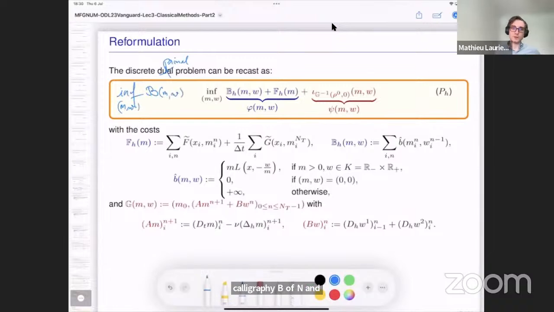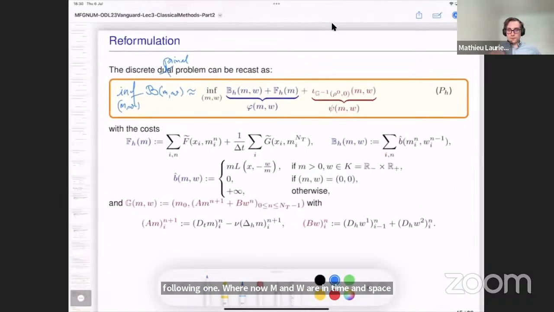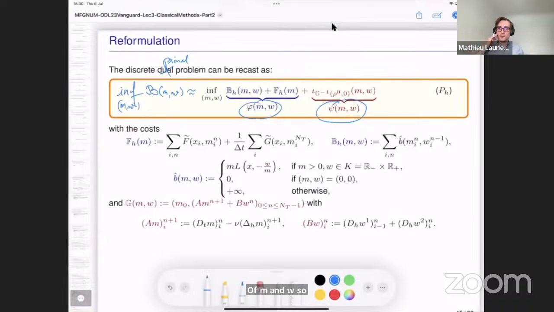You remember this is where I started with for this variational approach. And so I'm saying this problem is approximated by the following one, where now M and W are vectors in time and space. So this is an optimization problem, and you are going to get a function phi and a function psi of M and W. So MW plays the role of Y in my presentation earlier, and you can use, for example, this primal dual algorithm of Chambolle and Pock.